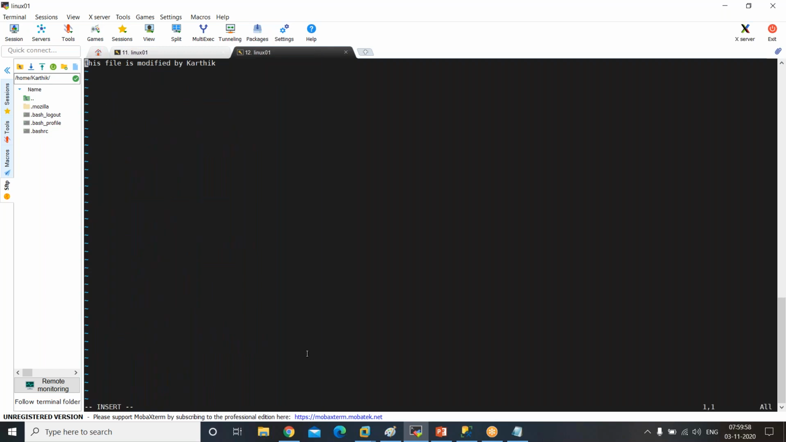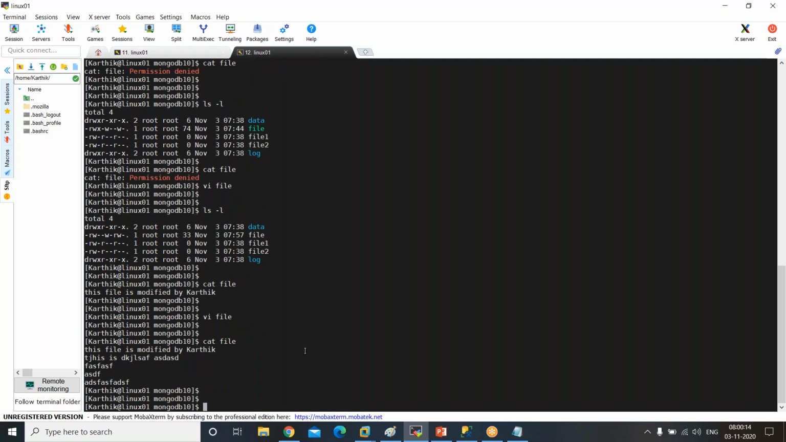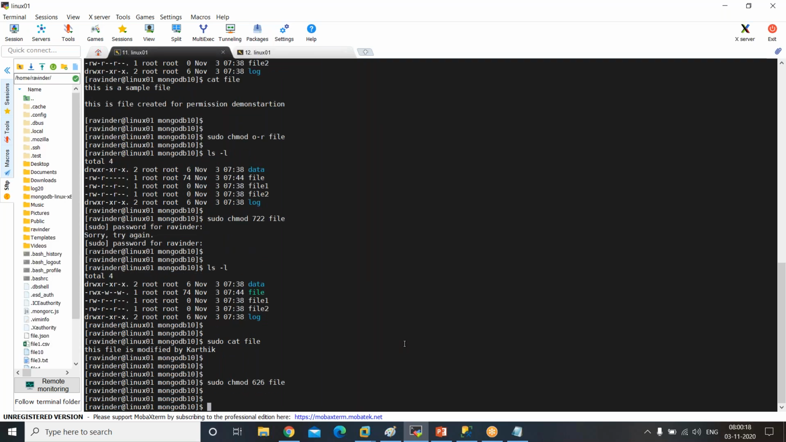Okay, insert mode. There is some sample data, blah blah, whatever it is. So I'm saving it. Escape, colon, wq exclamation. So now he can read what he modified because he got the read permission. Now what I wanted to ask is, I'm going to give the full permissions to him. So everybody should get the full permissions. What do I have to do?